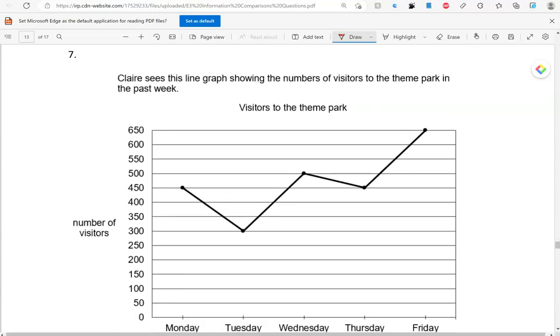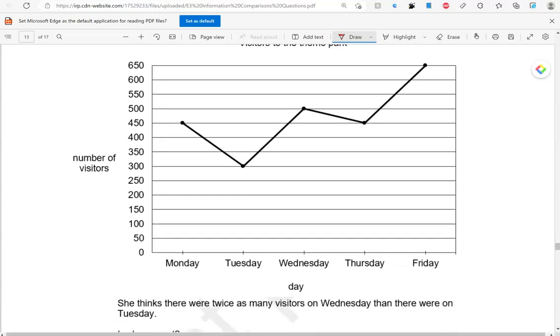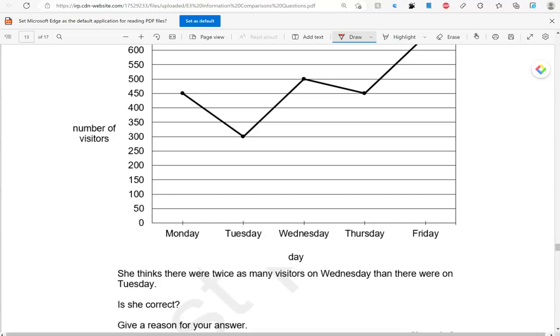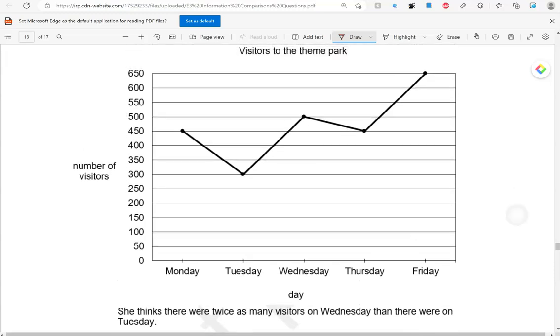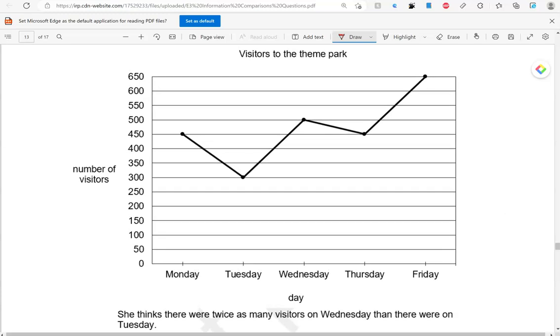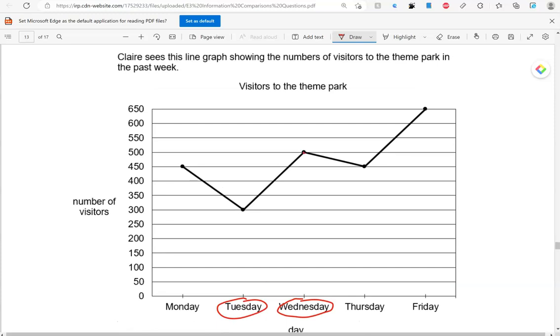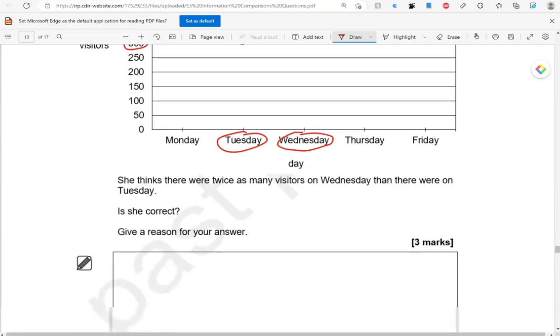Claire sees this line graph showing the numbers of visitors to the theme park in the past week. She thinks there were twice as many visitors on Wednesday than there were on Tuesday. Is she correct? Give a reason for your answer. So we're comparing Wednesday with Tuesday. Wednesday, this is 500, and Tuesday, this is 300. So 500 take away 300 gives us 200.